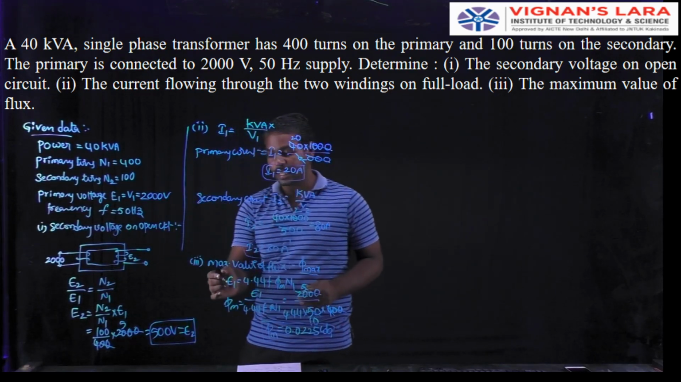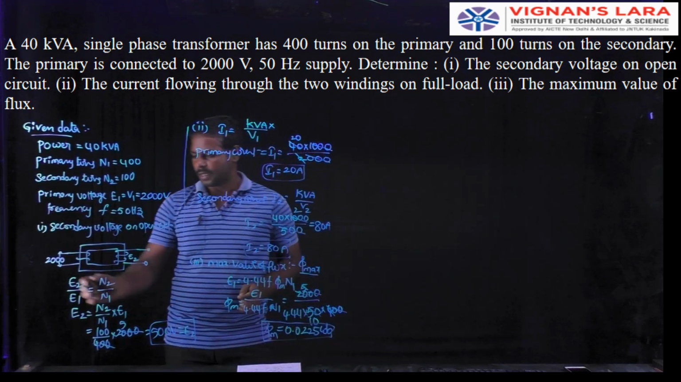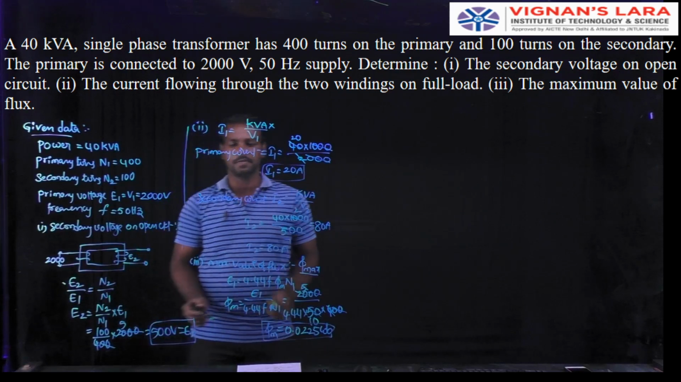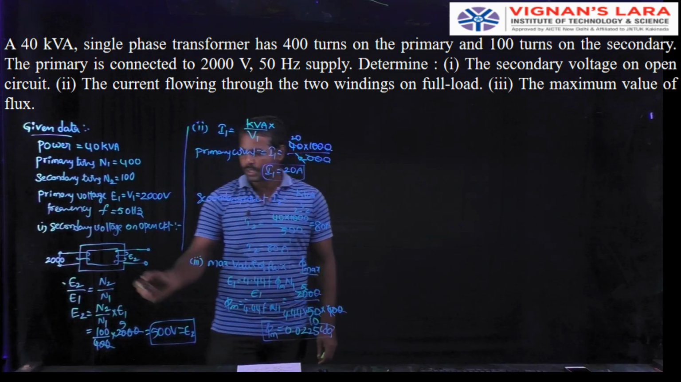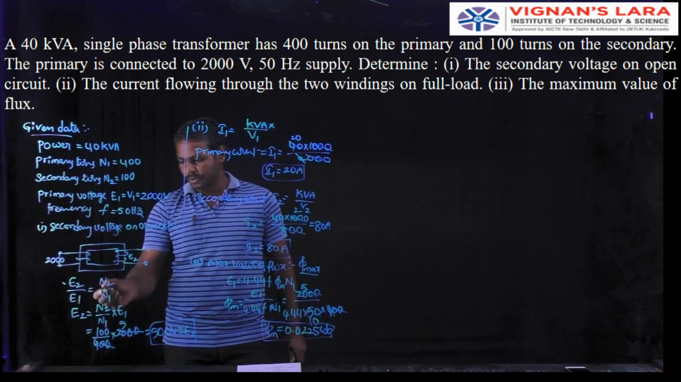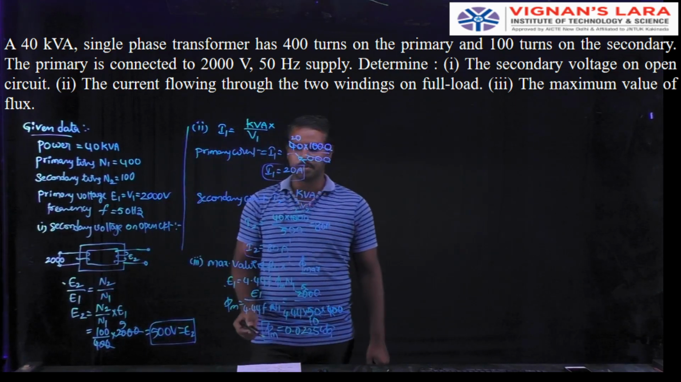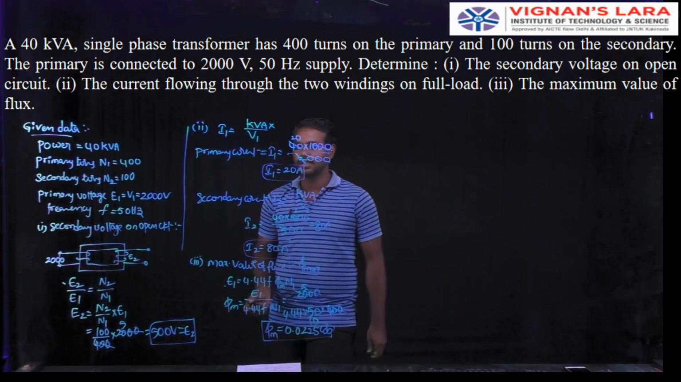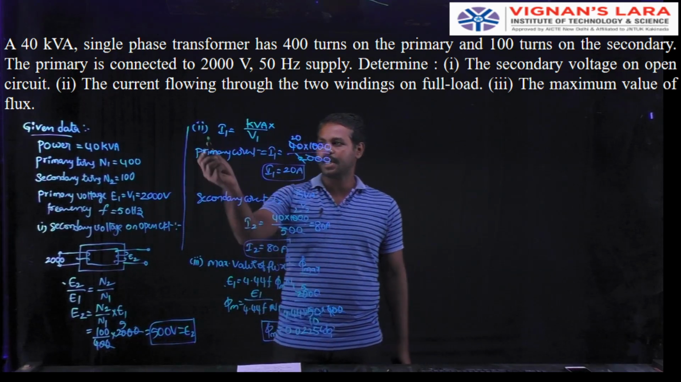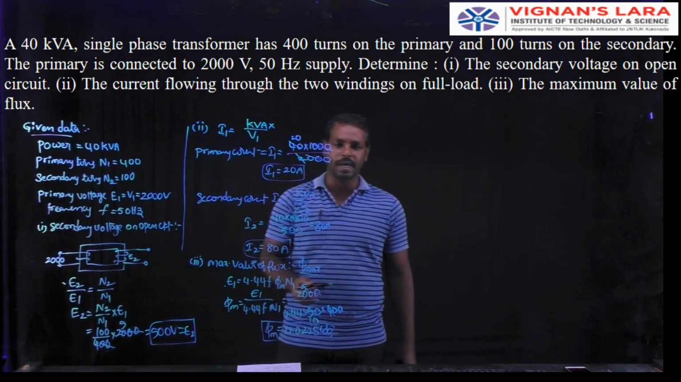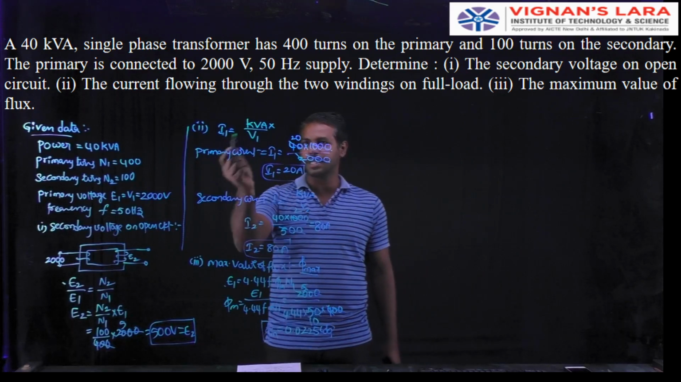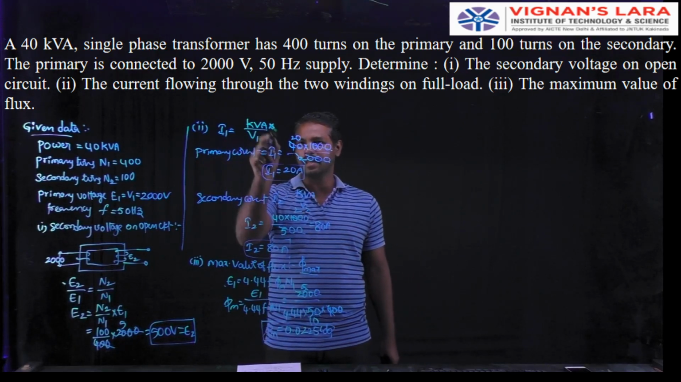So that is by using the EMF equation of a transformer. Another one is the equation of transformation ratio: E2 by E1 is equal to N2 by N1. By using this expression we can find the induced EMF in the secondary terminals, which is open circuited. Second one is currents flowing through the windings on full load condition. I1 is equal to kVA divided by V1.